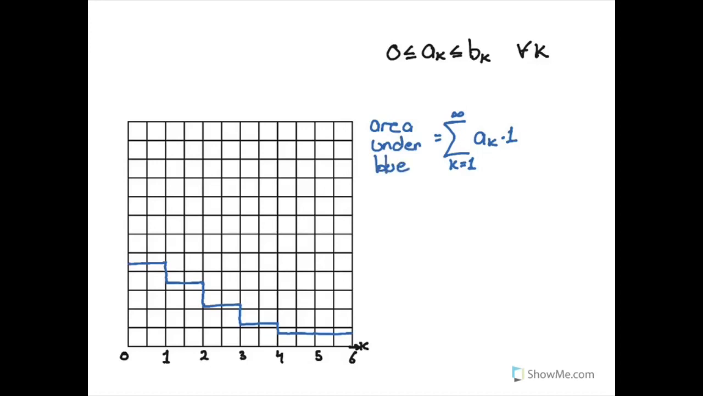And similarly, for bk, since I know that ak is less than bk, that means the bk lines, or the red lines, if I call this bk in red times 1, will be on top of the blue lines for all k. So it looks something like this. And again, it goes on. So this is the area under blue.